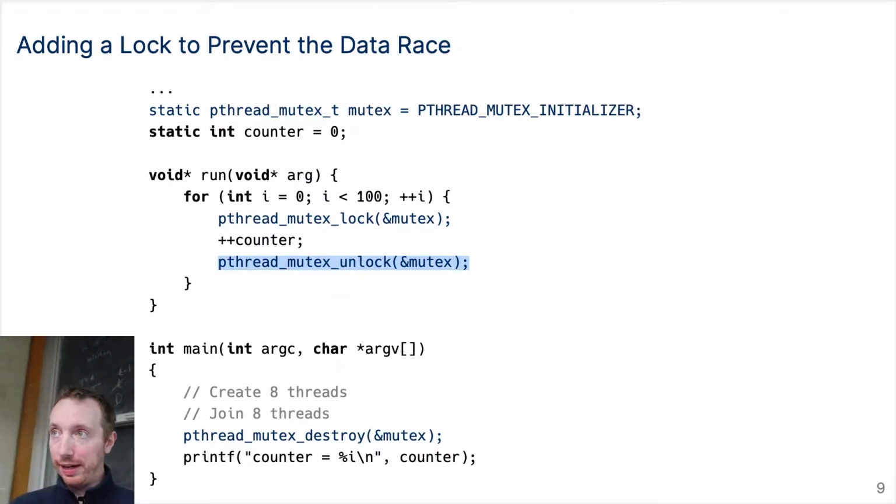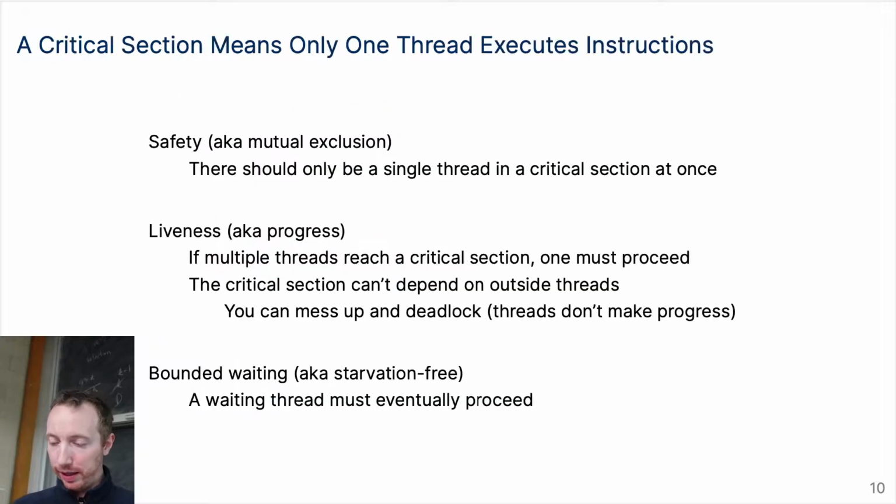So that's adding a lock to prevent data races. We'll see that again later. The code between the lock and unlock, again, is called a critical section, and that only means one thread executes it at a single time. So it guarantees safety, aka mutual exclusion, which just means one at a time.